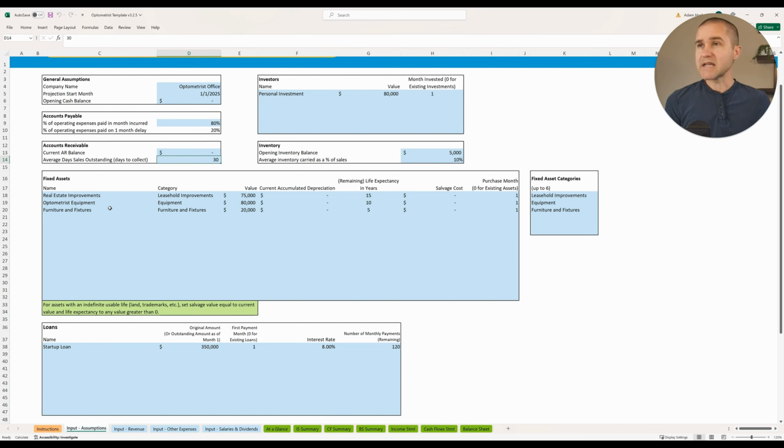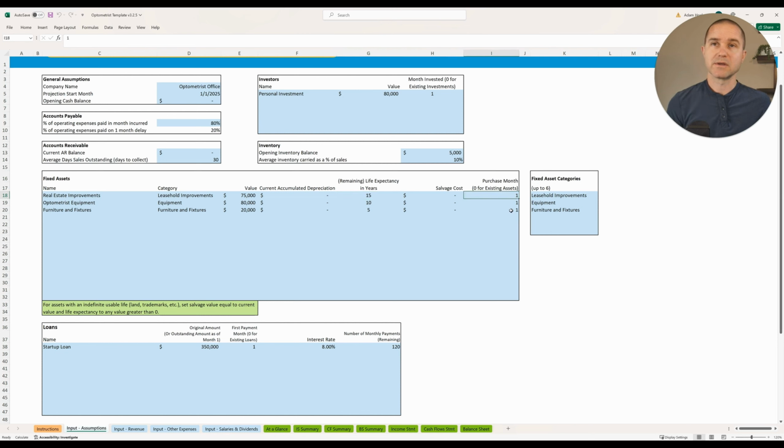Now, for the fixed assets section, this is a lot of our startup costs. We're going to assume that we're renting an office and that we need to do some renovations or improvements to that office to get it ready. So we've got $75,000 of improvements that we're putting in. We're going to amortize that over 15 years, so we're assuming a 15-year lease. Typically, you'd want to tie your leasehold improvements or renovations in a lease space to the length of the lease term. So if it's a 15-year lease, you could put in 15 years in this number. If it's a 7-year lease, I'd probably put 7 here.